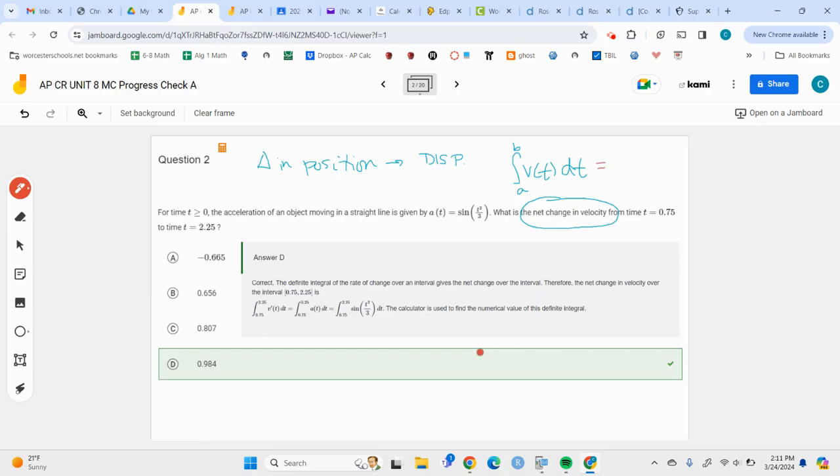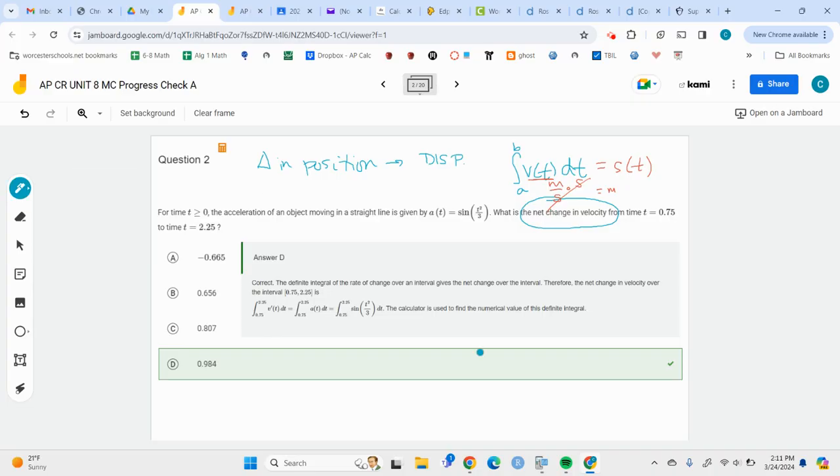And just to confirm that this would be position, what are the units of velocity? Well, it's meters per second. What are the units of dt? That's seconds. You're left with something in meters. So it is s of t, position, but more specifically, it's the change in position.